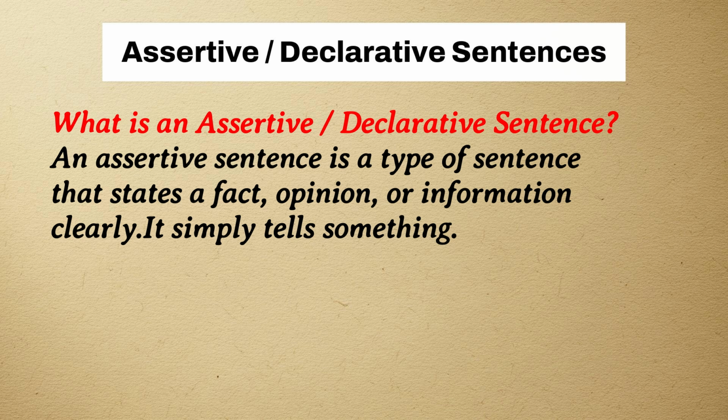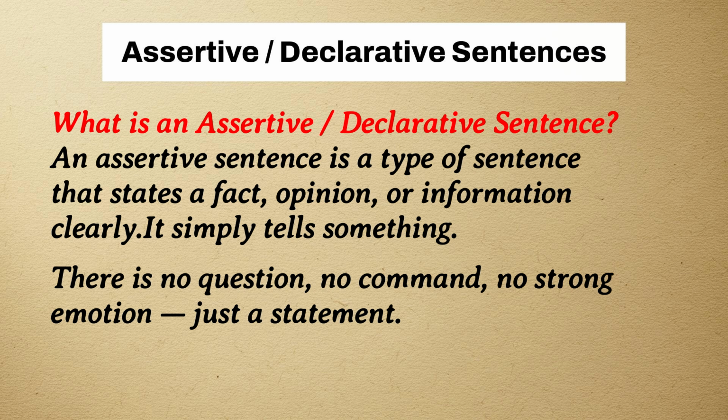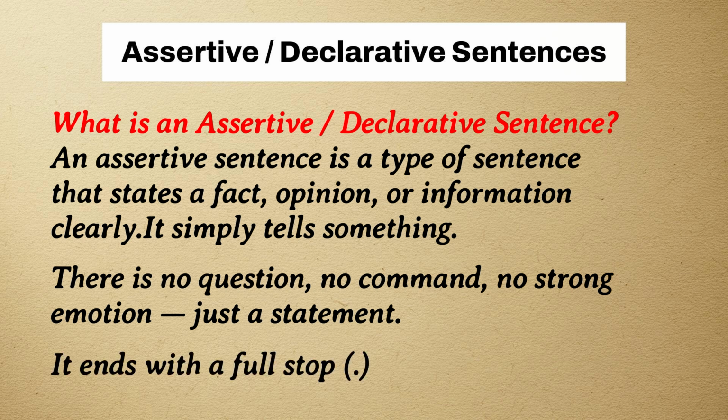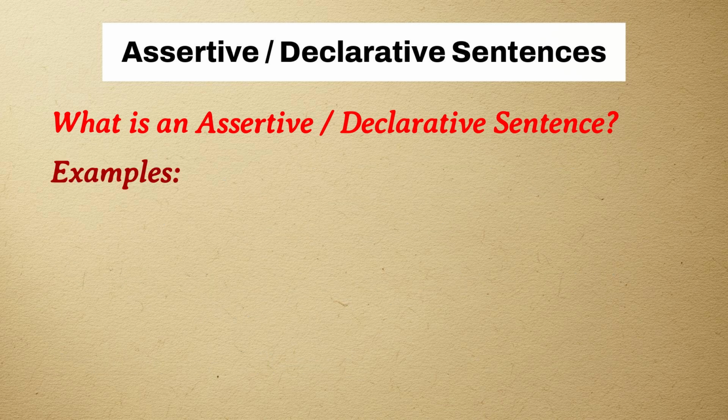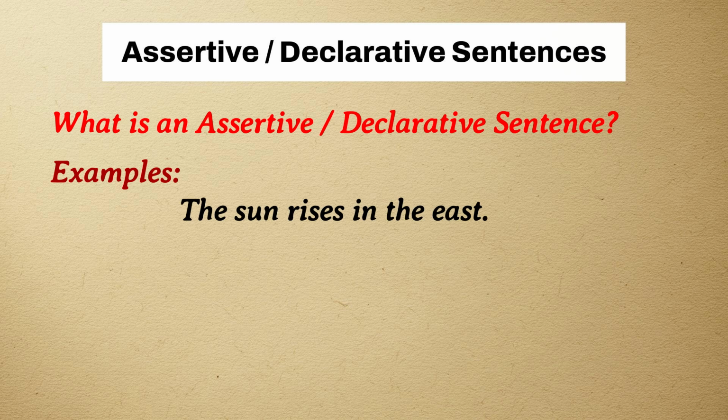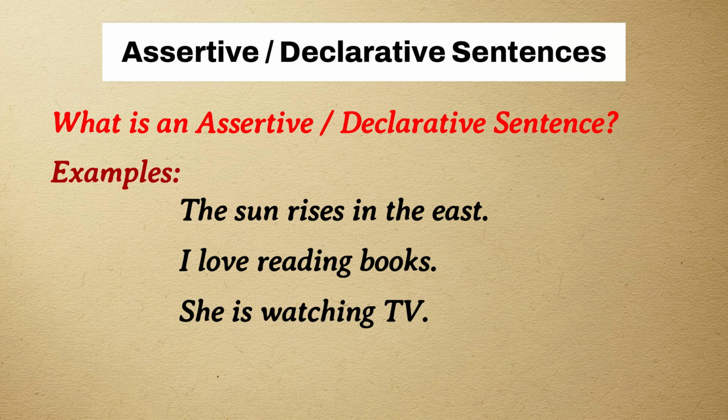An assertive sentence is a type of sentence that states a fact, opinion, or information clearly. It simply tells something. There's no question, no command, no strong emotion, just a statement. It ends with a full stop. Examples: the sun rises in the east. I love reading books. She is watching TV.